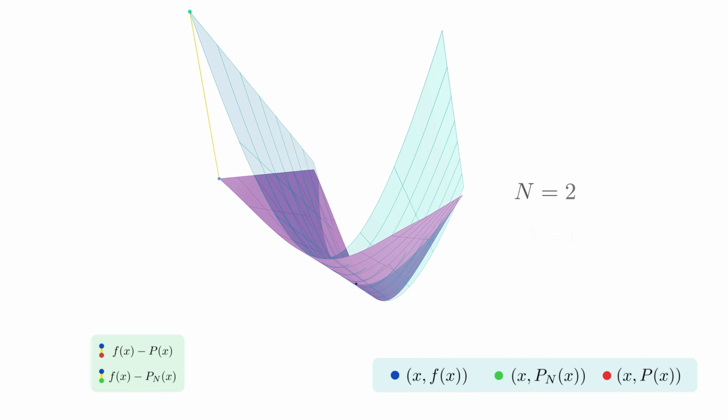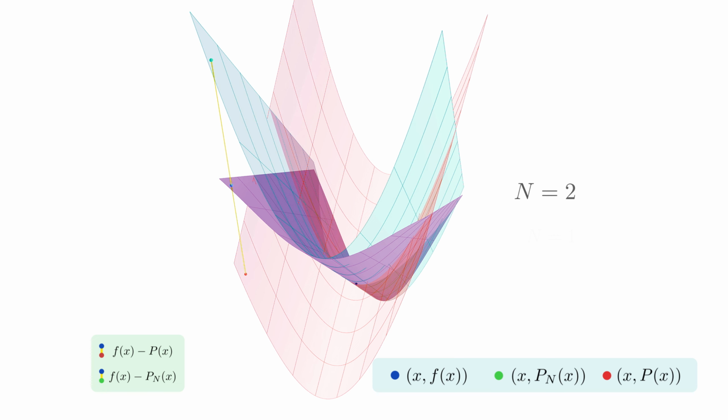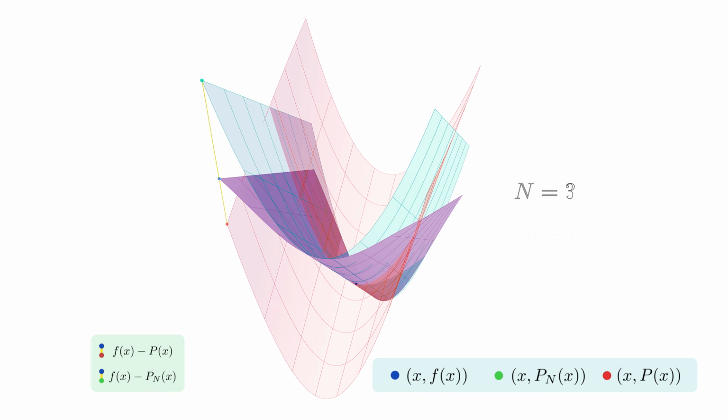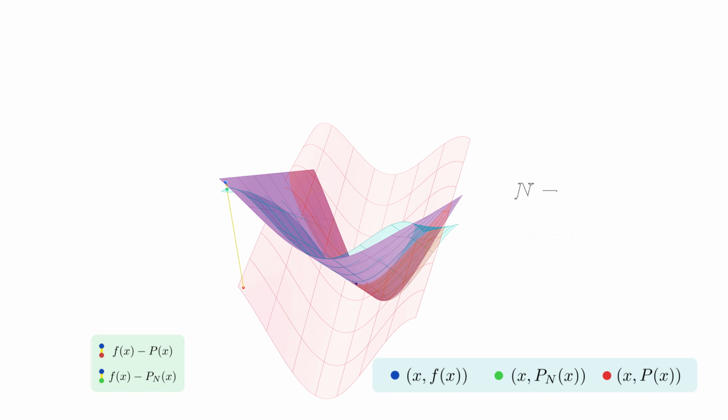This pattern continues for n is 2. Any other polynomial p of degree at most 2 will approximate f with some error. But the error with p2 and f will always go to 0 faster than the error with p. The same is true for n is 3. And n is 4.